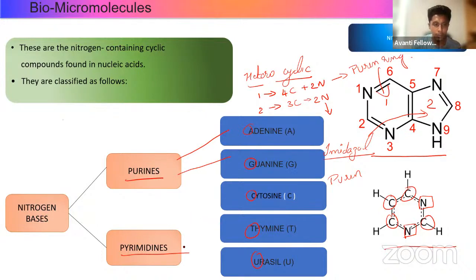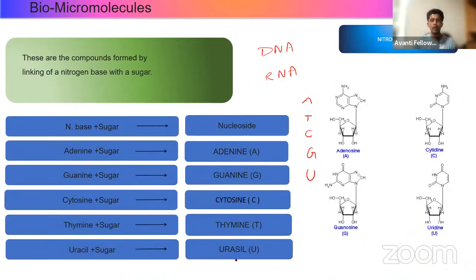Take an example of pyrimidines. The examples of pyrimidines are cytosine, thymine, and uracil. So we understood what nitrogenous bases are: adenine, guanine, cytosine, thymine, and uracil. Based on their structures, we can divide them into purines and pyrimidines, and we understood what each is. Now, these nitrogen bases combine with other compounds to form your nucleotides.